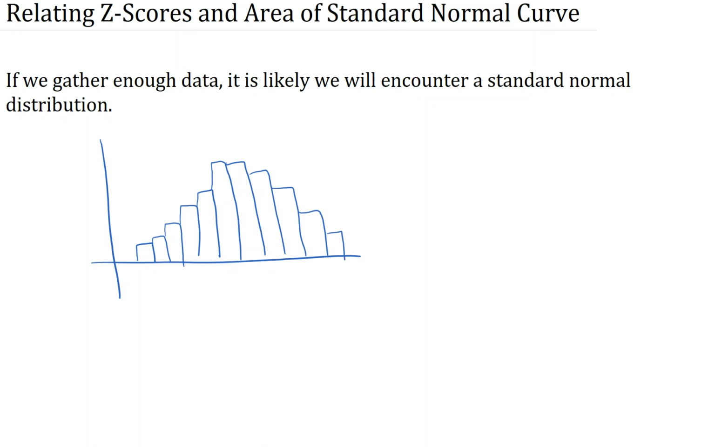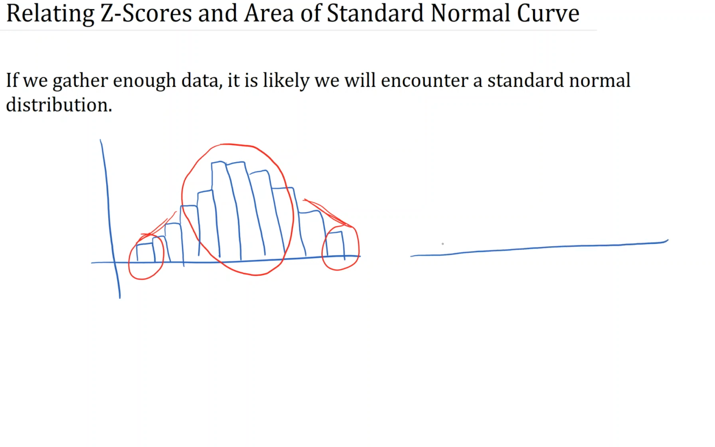Maybe something like that. You can see that most of the data accumulates around the middle, around the mean, and tapers off as you get out to the edges, right? The number of data values out here should be much less than the number of data values around the average. This forms what we call a standard normal curve, and it looks something like this if we make it smooth and symmetrical. So this is our standard normal curve.